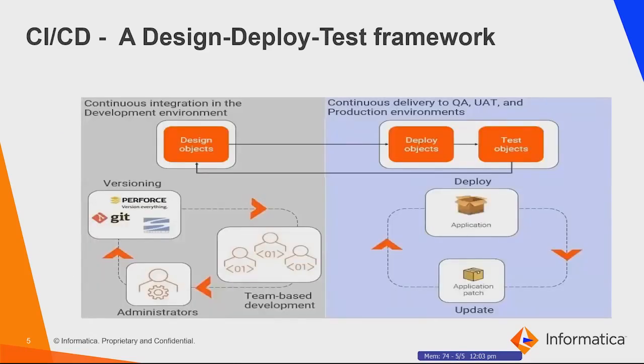Here is a brief high-level overview of this design, deploy, test framework. On the left-hand side, we have the continuous integration stage, and on the right-hand side, we have the continuous delivery stage. In the continuous integration stage, we develop or design certain objects which will be persisted into either MRS or in the version control system. Then they are moved to the continuous delivery phase by deploying those objects as an application for the testing or for the release. And this cycle continues.